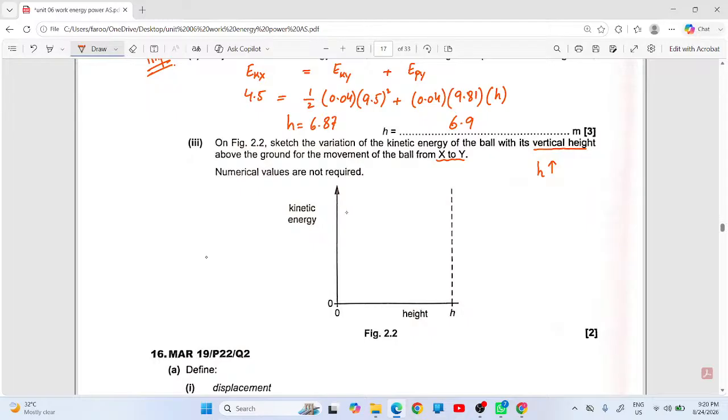So we will draw it like this. This is the point of kinetic energy. Let us write it like this: kinetic energy at x, and this will be kinetic energy at y. Let's check the answer for the graph. A line with a negative gradient starting from a non-zero value of kinetic energy when the vertical height is zero. A straight line. Okay, fine, next. The straight line ends at a non-zero value of kinetic energy when the vertical height is h.